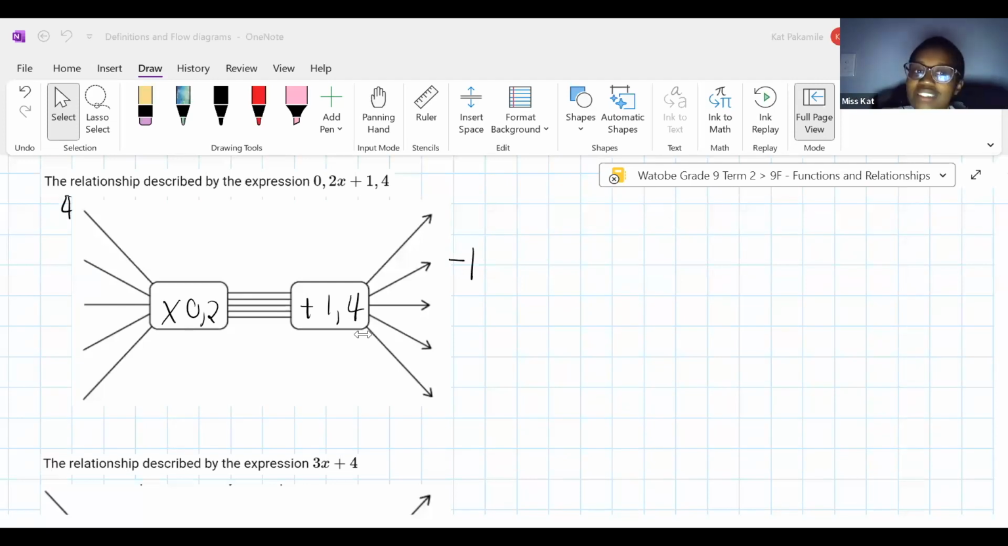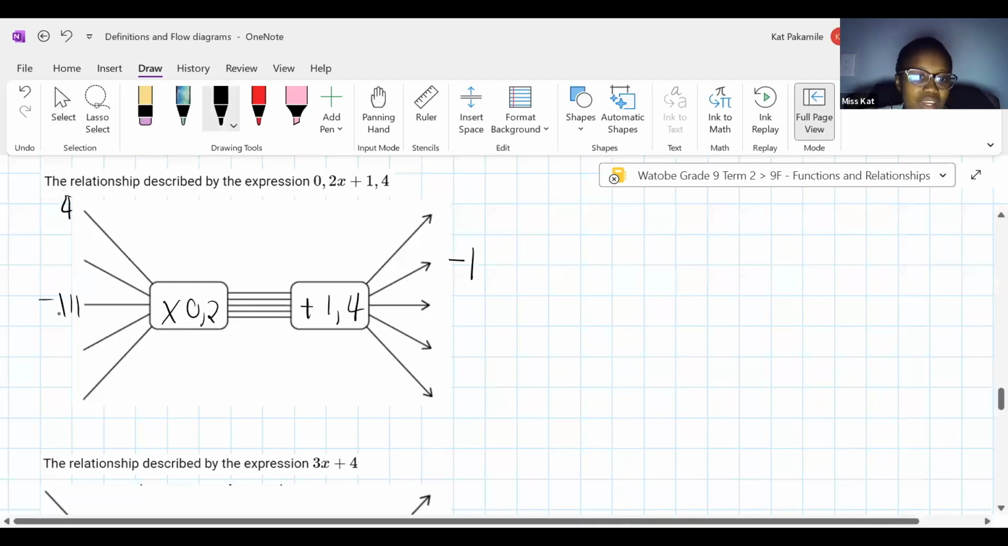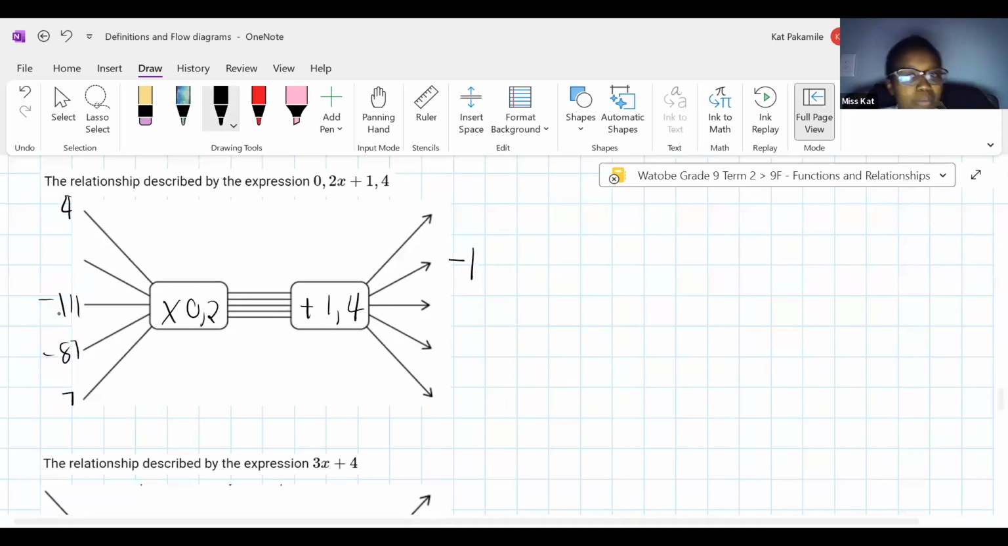Oratile and Chichi are the reason we're going to cry as teachers when we are marking, because they want us to substitute -111 and -87 and a 7. I can't believe this.